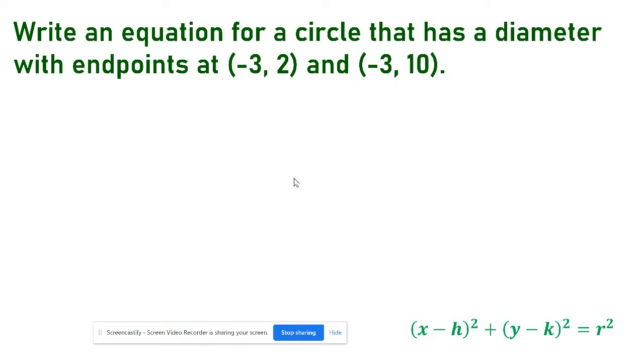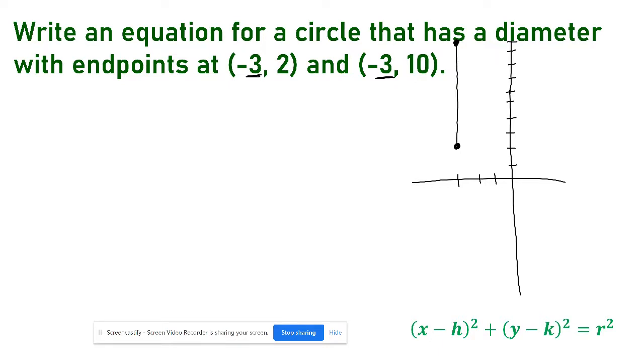Again, what I'm going to do is sketch out a graph, because I see I have a common x value. Both of these points have an x value of -3. So 1, 2, 3. I really didn't need to put the negative side of the graph at all. So we got 1, 2, 3, 4, 5, 6, 7, 8, 9, 10. So I have a point at -3, 2, and a point at -3, 10 up here. So this is the diameter of my circle. That's the longest distance across the circle.